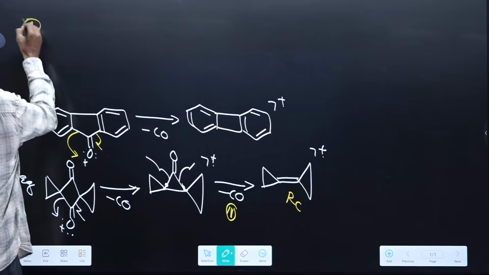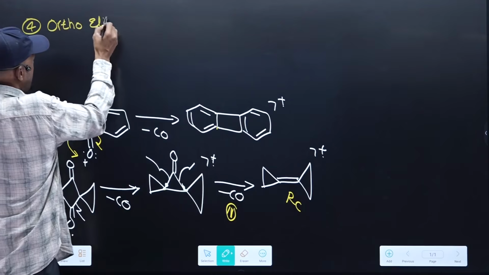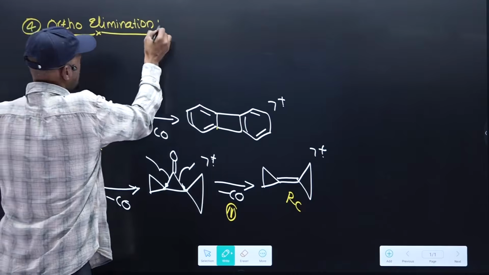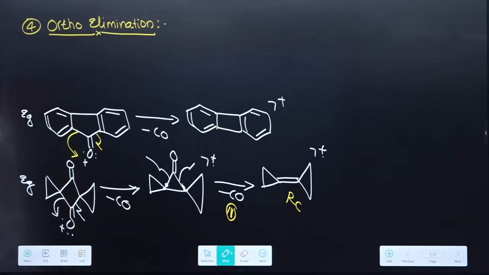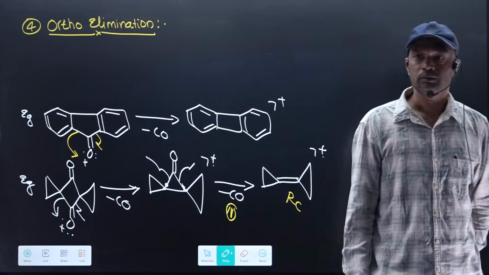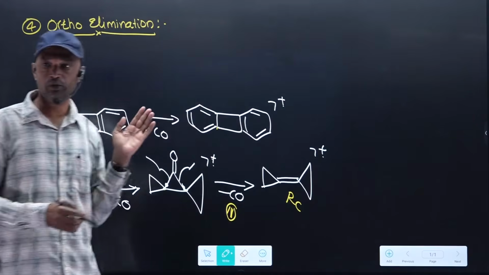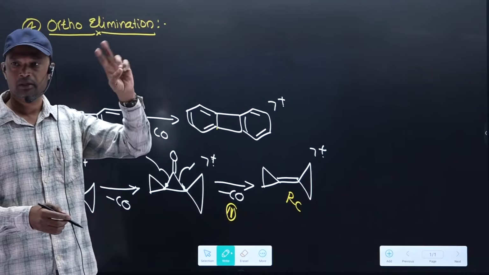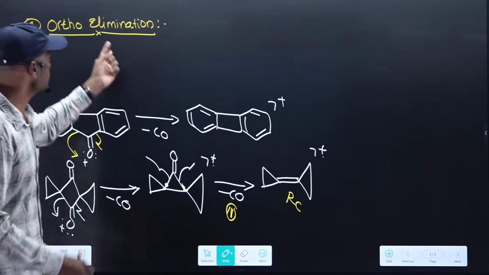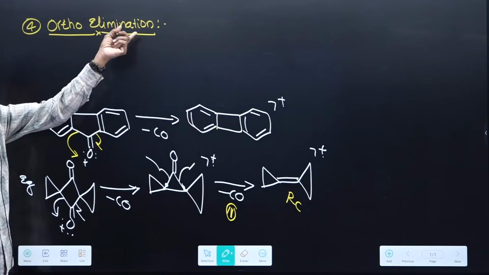So this is ortho elimination. The next fragmentation is ortho elimination in aromatic compounds. So dehydrohalogenation, dehydration, decarbonylation, mass spectral fragmentation of carbonyl is over. Next is ortho elimination. So generally you know what is ortho? If any benzene is there, if any 2 substituents are adjacent to each other, that is called ortho. Okay. So mostly this elimination is applicable for aromatic skeletons. Means benzene and their derivatives.